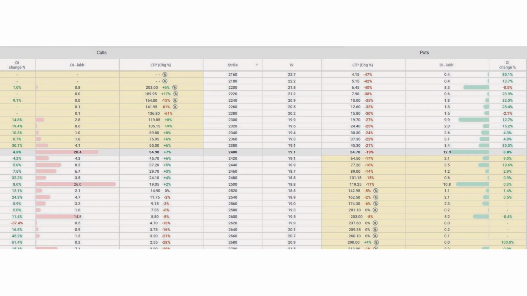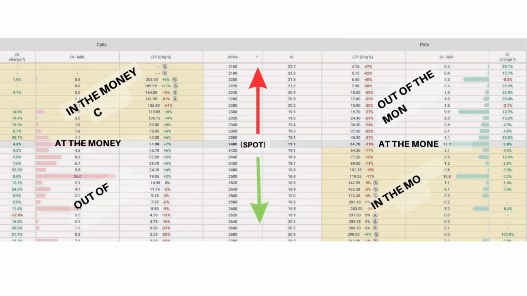If we check the call option side, some of the strikes are highlighted in yellow and some are in white. The yellow highlighted colors are called in the money options. The spot price, which is 2,400 rupees, is called the at the money call option. And the prices above 2,400 are called out of the money call options. On the right side, for the put options, the same rule applies. Yellow highlighted are in the money put options. 2,400 is the at the money put and prices less than 2,400 are out of the money puts.